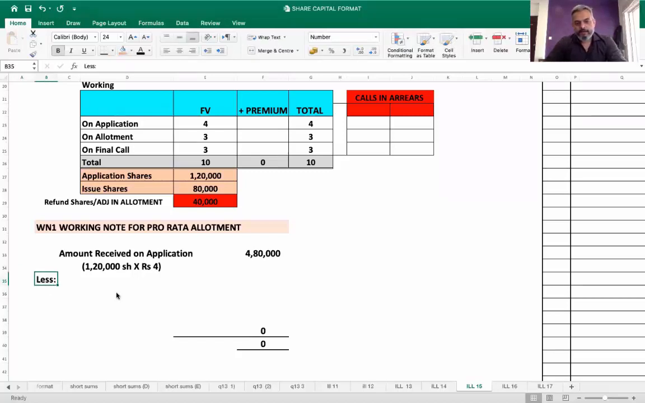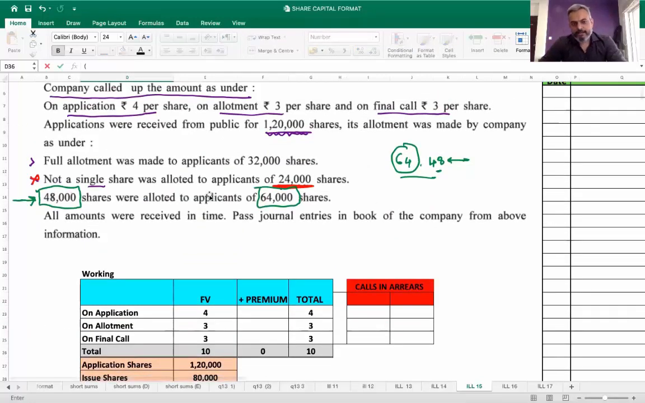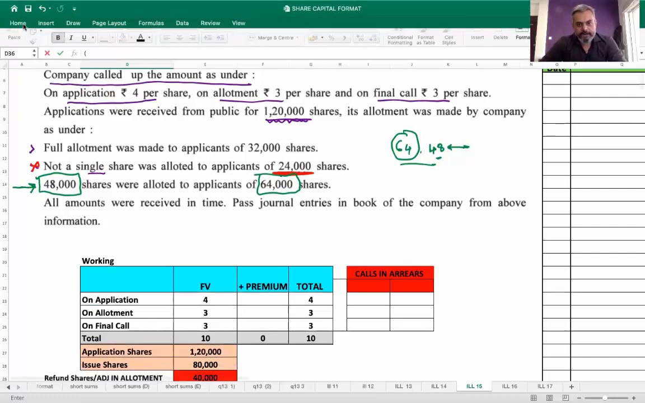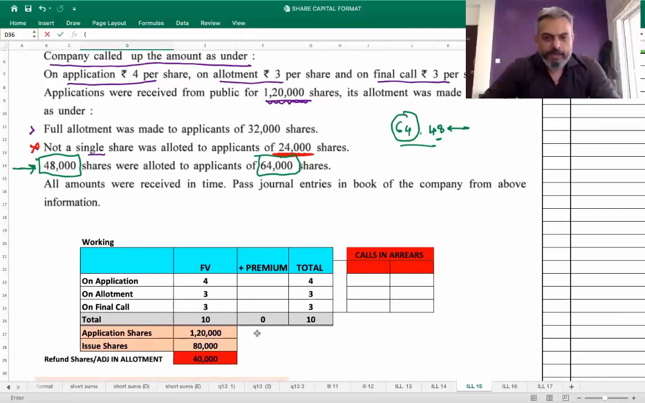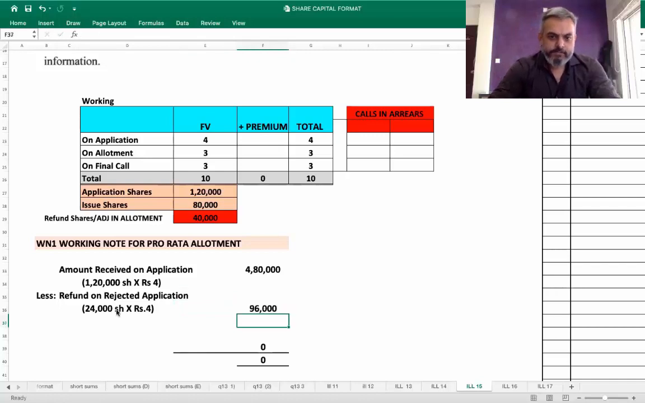Less, अब इसमें से क्या हुआ, we received 4,80,000 amount with us as a company. Now less refund on rejected application. So refund कितना देने पड़ेगा कितने शेयर्स पे, तो चेक कर लो, not a single share was allotted to applicants of 24,000 shares. So यहाँ पे 24,000 shares पे पूरा पैसा हमने रिफंड कर दिया. So 96,000. So 96,000 हम पूरा रिफंड कर देंगे.